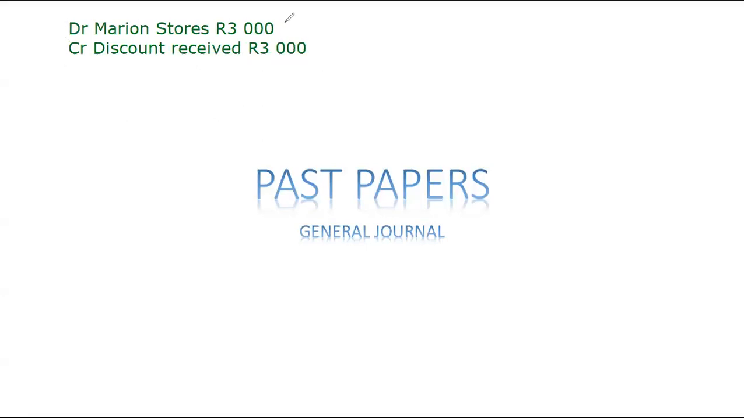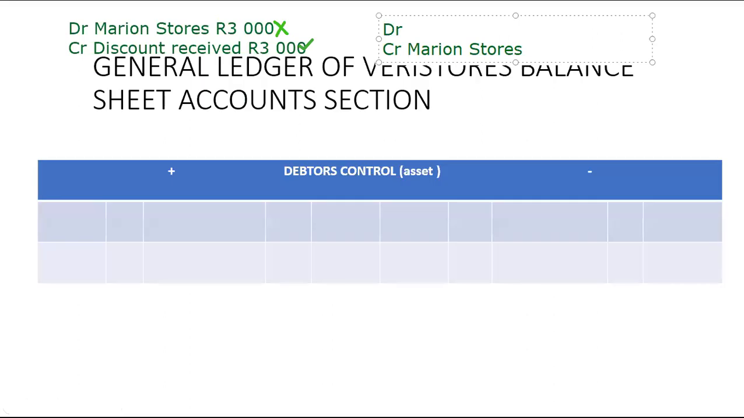This is wrong and this is correct. So the credit doesn't need to be corrected. We need to correct the debit by debiting the correct account and crediting Marion Stores. Let me just check who the other creditor that we didn't correctly debit was.